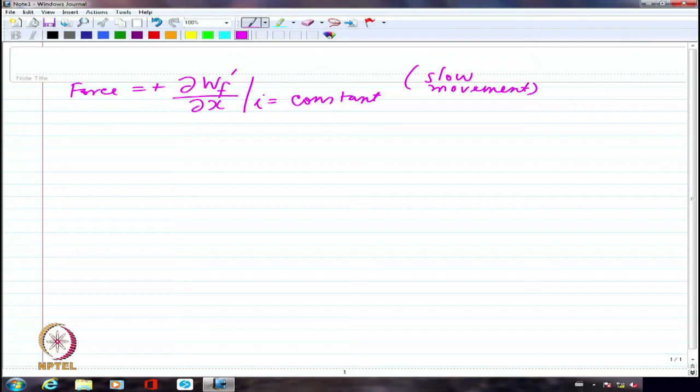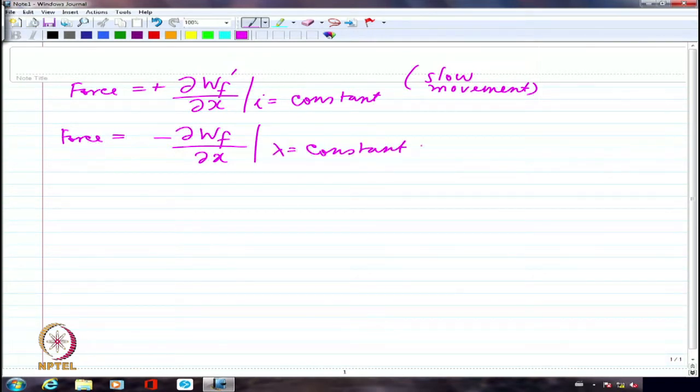In the other case, corresponding to the reduction in the field energy, we said minus ∂W_F/∂x. And of course, we said lambda is constant, and we said this is fast movement.